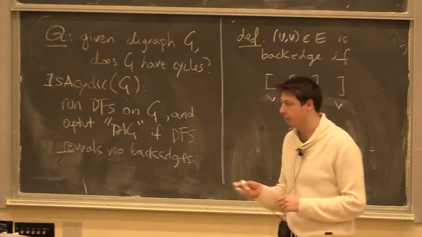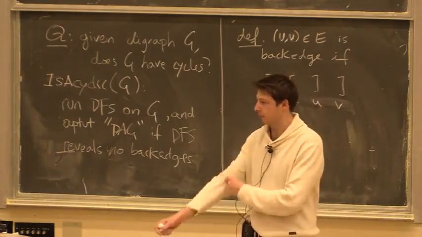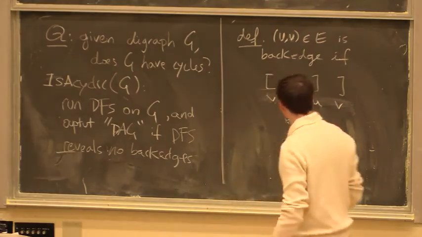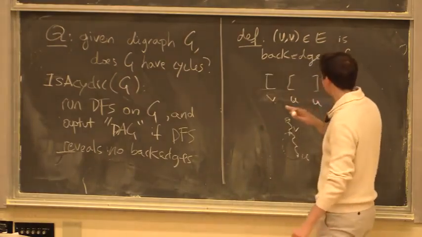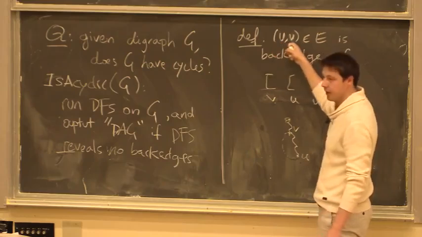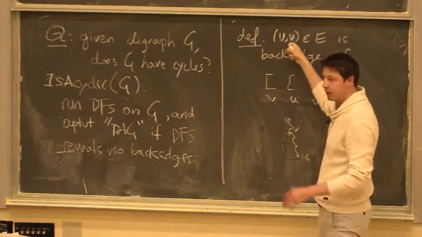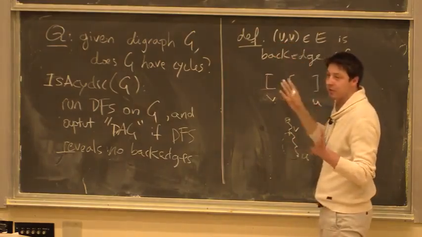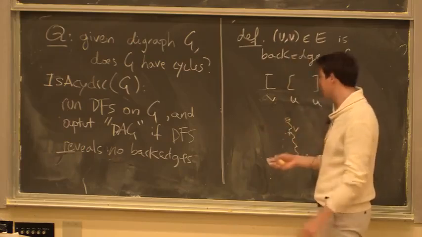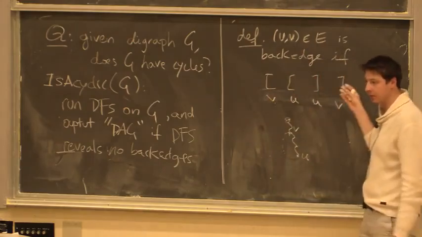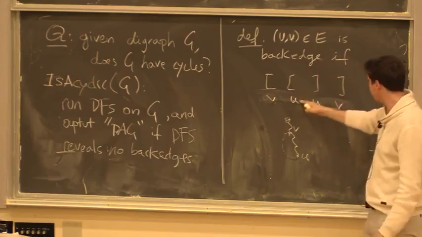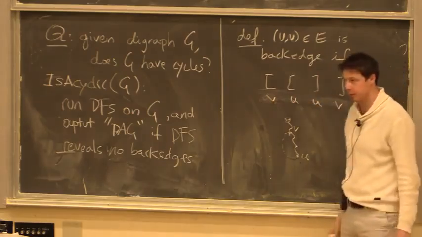So what properties do the pre and post numbers have to have for an edge to be a back edge? If U V is an edge in the graph, certainly things that are not edges in the graph do not even have a chance of being back edges, right? And if you look at their pre and post numbers and you paint them as an interval, then they are included. The U is inside and V is outside.